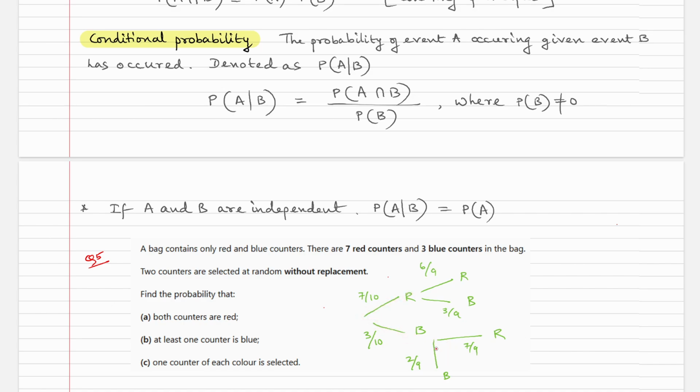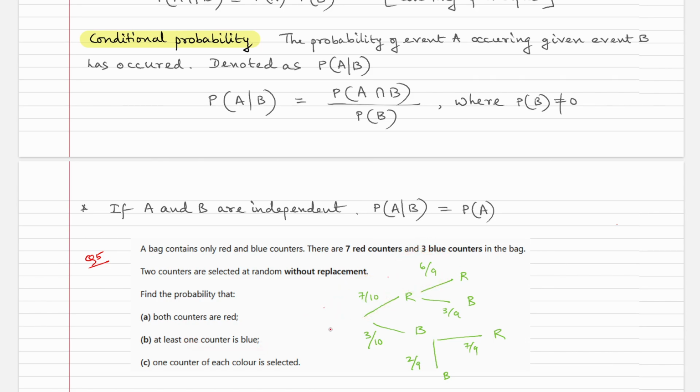Picking blue again, the probability would be 2 upon 9. That is because you have already picked a blue, so the number of blue counters has decreased by 1 and the total number of counters has also decreased by 1. If probability of picking a blue counter is 2 upon 9, then the probability of picking a red counter for the second time should be 7 upon 9. So both counters are red. You will do 7 by 10 times 6 upon 9, reduce it to lowest terms, give your answer.